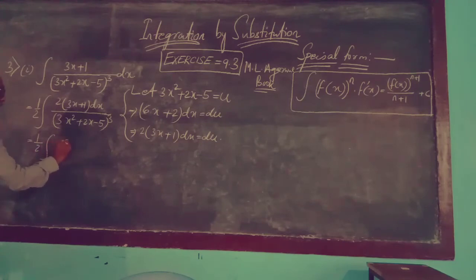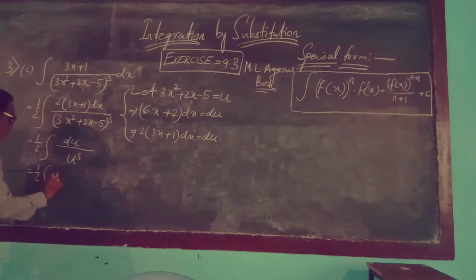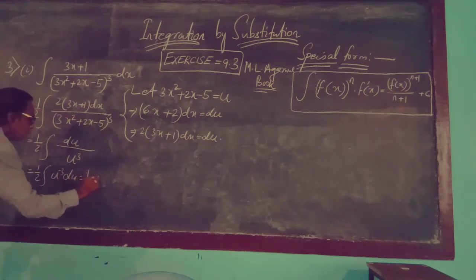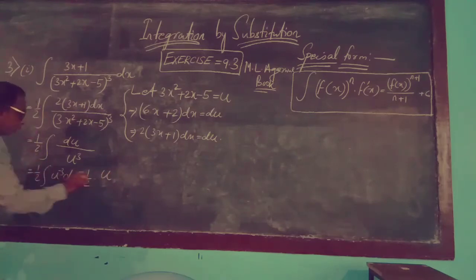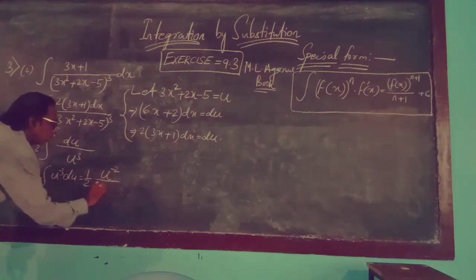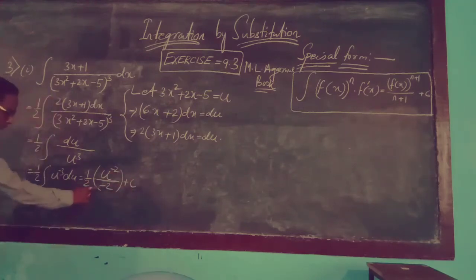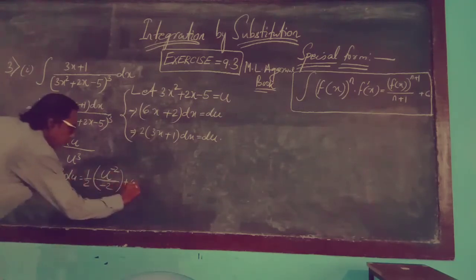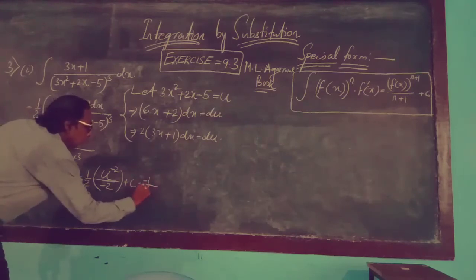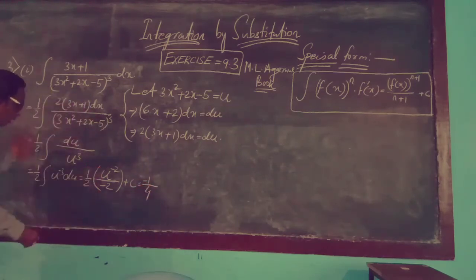This is du by u cube. And finally what you get? 1 by 2 integration of u to the power minus 3 du. That is 1 by 2 times u to the power minus 3 plus 1, that is minus 2, divided by minus 2. The result will be how much? Minus 1 by 4, and take it down.